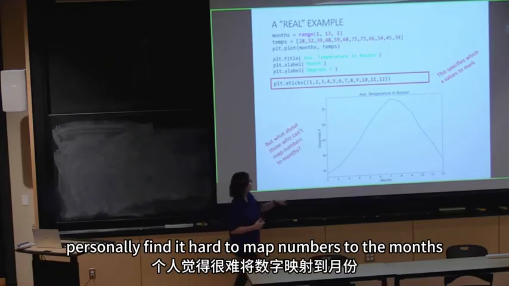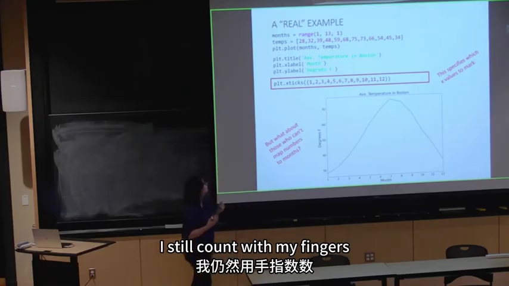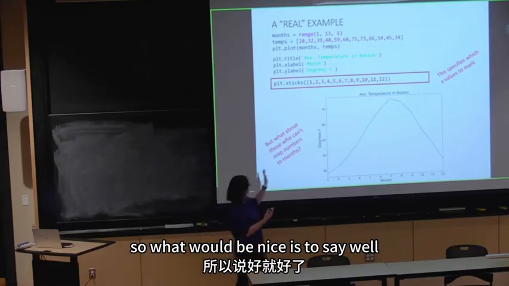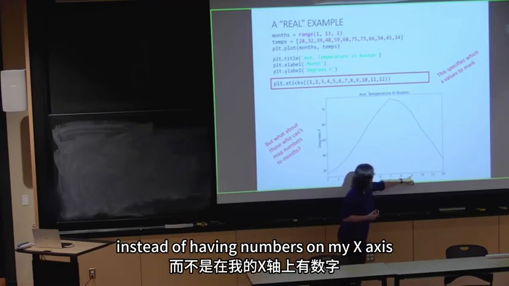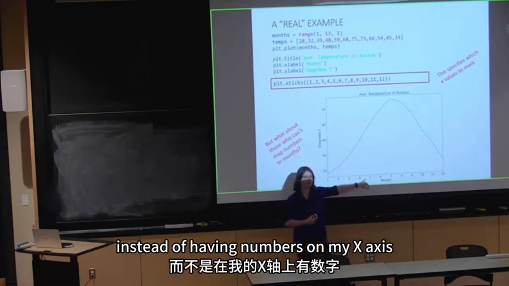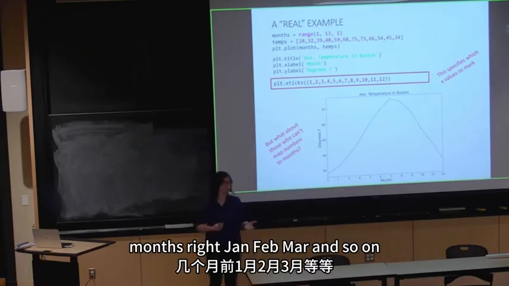I personally find it hard to map numbers to the months. I still count with my fingers. So what would be nice is to say, well, instead of having numbers on my x-axis, I would like to have the actual names of my months, right? Jan, Feb, Mar, and so on.